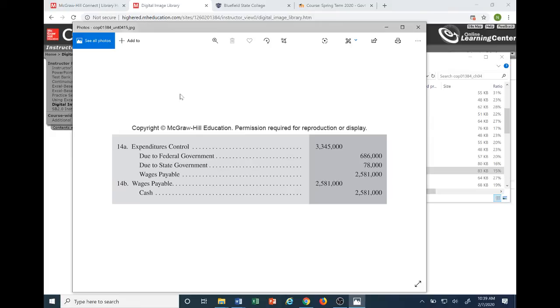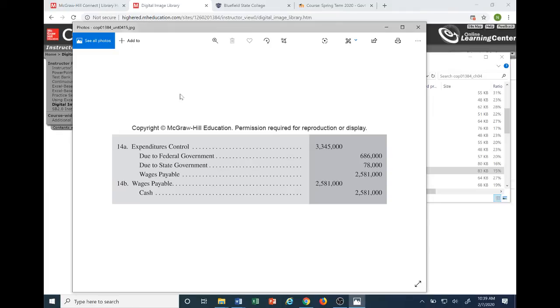It's coming out of the check, but we owe it to the federal government, so it's a due to. Then due to the state government of $78,000 for state income taxes being withheld. So we owe that to the state government, right? And then wages payable is the difference. That's the amount that's going to be paid, their net pay. That's a liability as wages payable. But then we're going to go ahead and pay the employees too, right? Because it's the payroll we're doing. So we'll debit wages payable of 2.581 and then credit cash of 2.581.